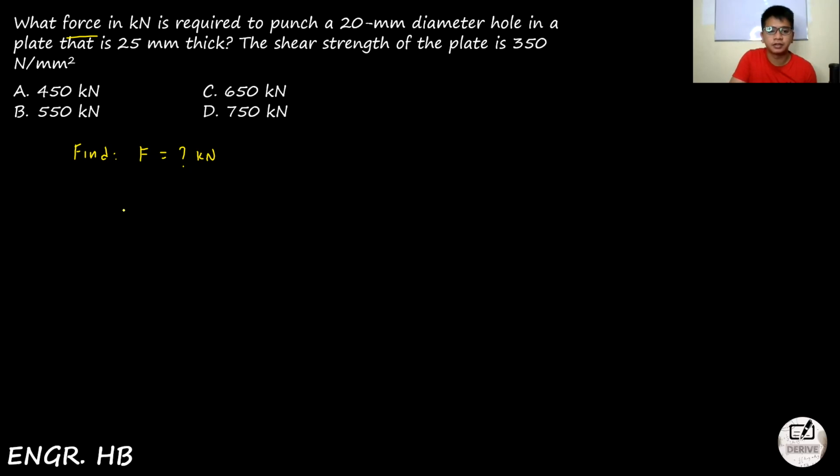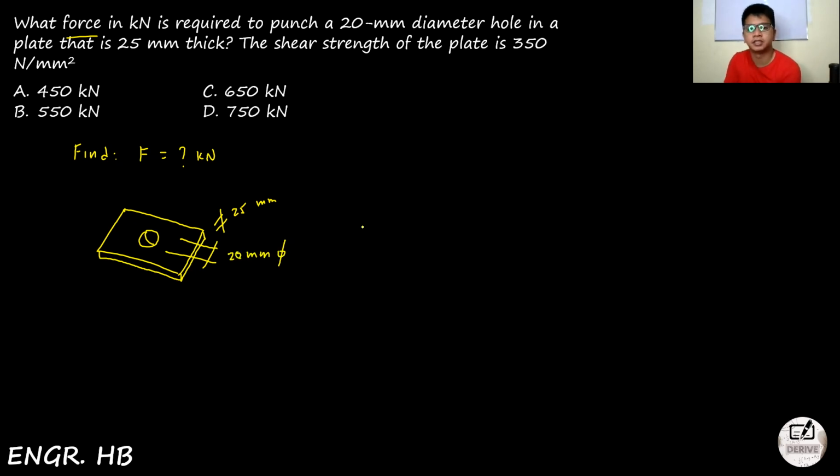So kunyari meron tayong ditong plate. To punch a 20 millimeter diameter hole in a plate that is 25 millimeter thick. So ang kapal daw is 25 mm or almost 1 inch. Kunyari ito yung hole which is a 20 mm diameter. So the shear strength of the plate is 350 Newton per square millimeter.